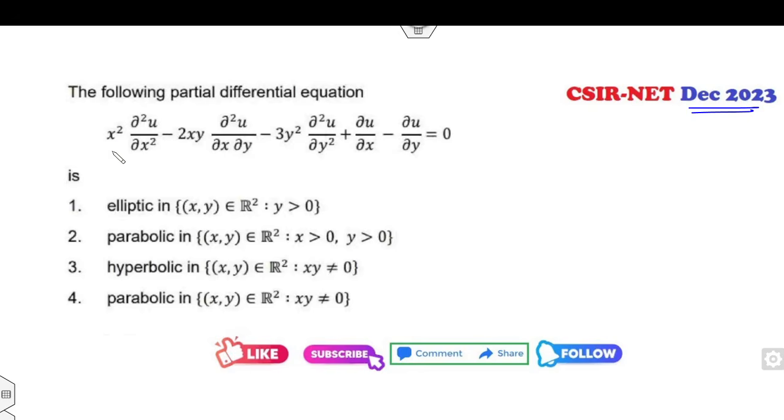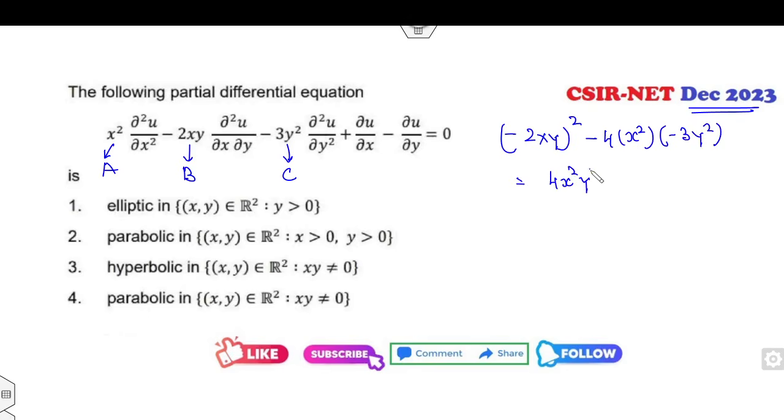So let's see. This is my A, this is my B, this is my C. So what is the b square minus 4AC? It will be 4x square y square plus 12x square y square. That means 16x square y square.